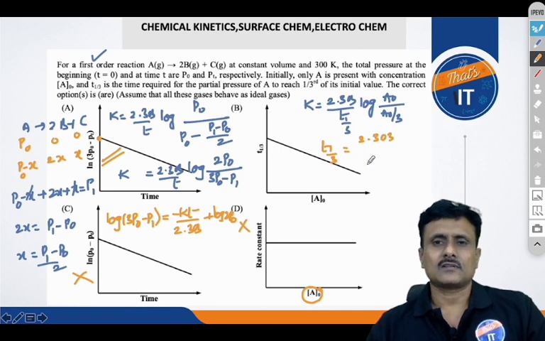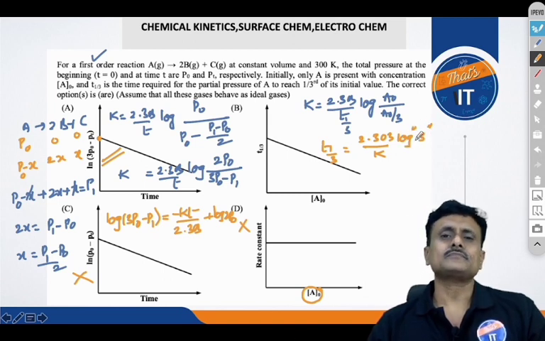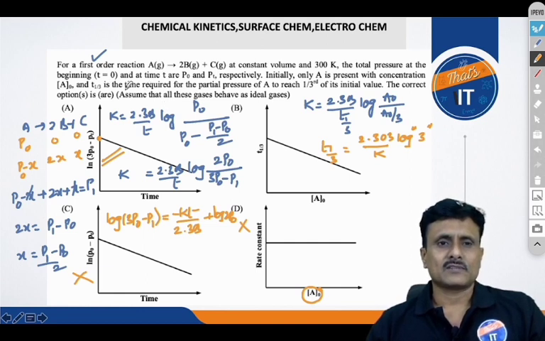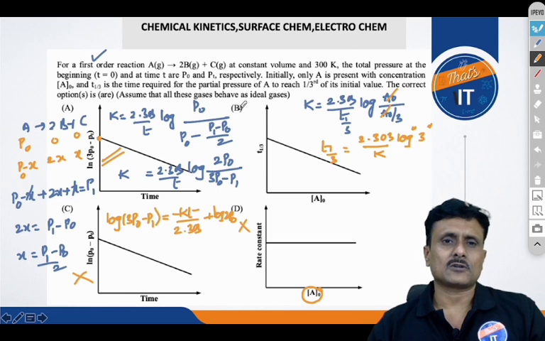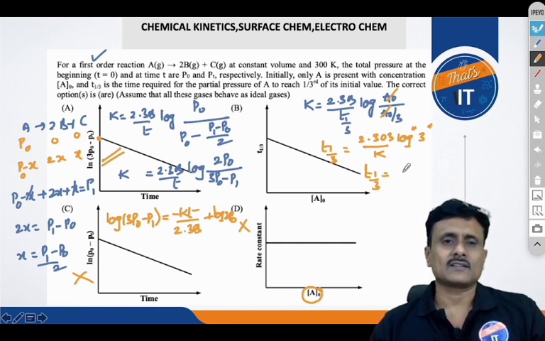2.303 upon k log 3, isn't it? So T1 by 3 is the time required for the pressure of A to reach 1/3 of initial value. You can take anything, it doesn't matter, because anyways this factor is getting cancelled. The correct options are, right, they are behaving like ideal gases, log 3. So T1 by 3, and you have the A naught got cancelled, initial concentration.